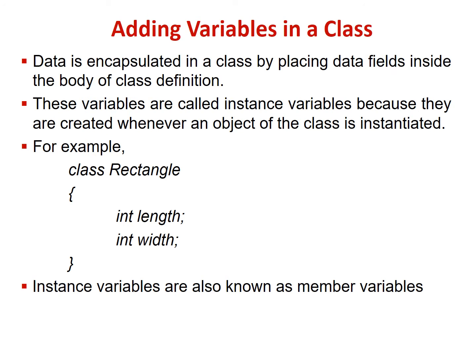Now we'll see adding variables in a class. Data is encapsulated in a class by placing data fields inside the body of the class definition. These variables are called instance variables because they are created whenever an object of the class is instantiated. As shown in this example, the class Rectangle has two integer data items, which are length and width. Instance variables are also known as member variables.